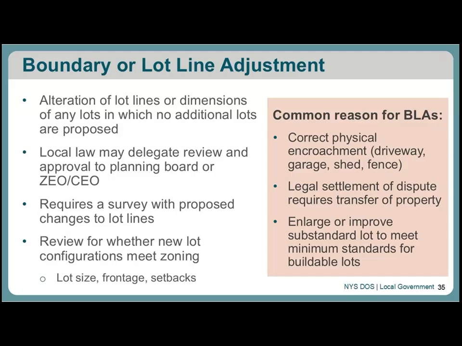Sometimes we have legal disputes between neighbors. Sometimes this can play out in the boundary or lot line adjustment, or you might be enlarging or trying to improve a substandard lot to meet those minimum standards for buildable lots. That's pretty difficult in those communities where the lots are really small. Back in the day, you need more space now, so you might have to buy a little bit of property from all your neighbors to make it less substandard and more in line with your minimum requirements.